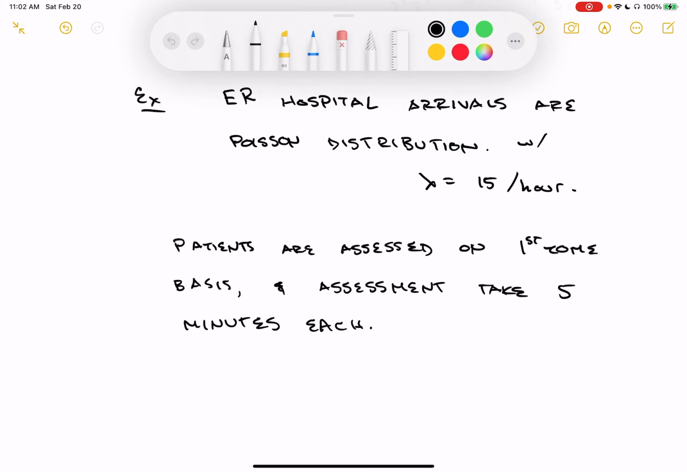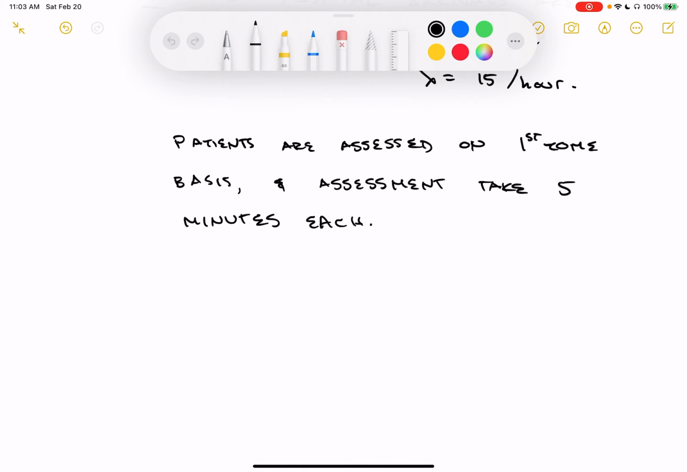So a recap again, we have an ER hospital where patients are coming at a particular rate, 15 per hour, that happens to follow a Poisson distribution, which is not uncommon. Patients are assessed on a first come basis, and that assessment takes 5 minutes each, something along those lines. And let's go ahead and assume that assessments are done by one person. There's only one person up front, right? So that one person is the only person who is the gateway to the ER, something along those lines.